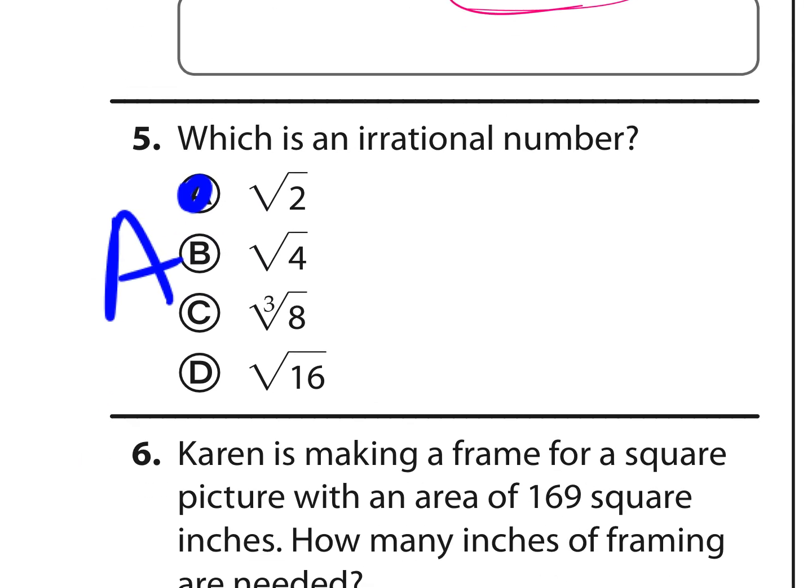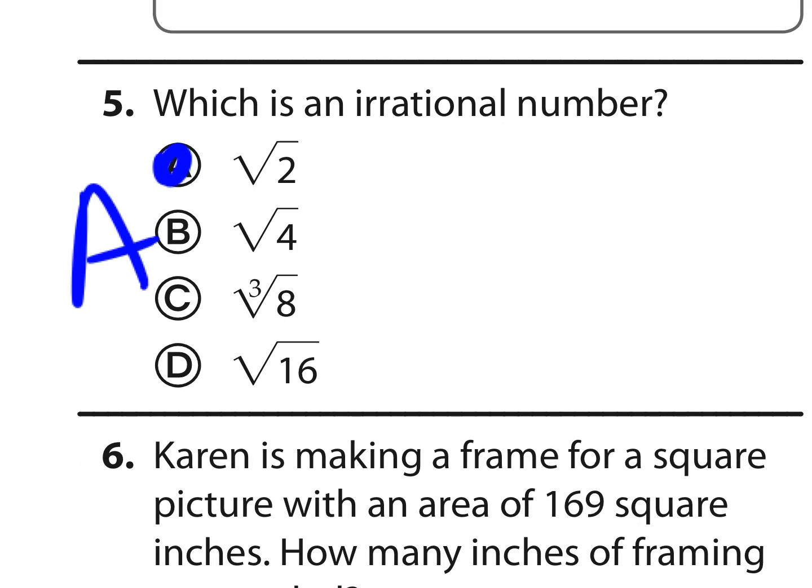Number 5, which one is irrational? Well, the second one equals 2. The third one equals 2. The last one equals 4. Square root of 2 is the only one that is a non-terminating, non-repeating decimal when you change it to decimal form.